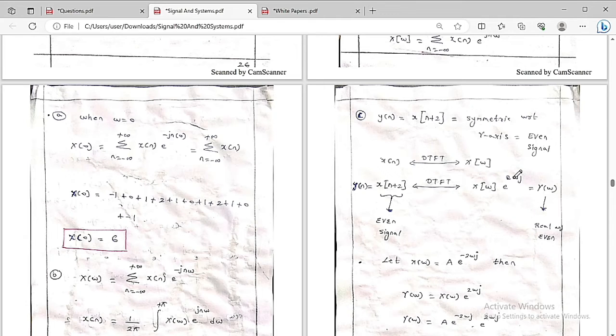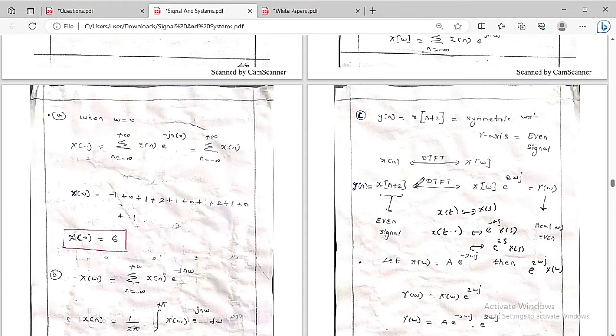As I already told you, one important formula. Suppose for x of t, the Laplace transform is x of s. Then for x of t minus a, the Laplace transform is e to the power of minus as into x of s. Similarly, here it is minus 2, so we are going to get e to the power of 2s into x of s. Here s is nothing but j omega. Then we get e to the power of 2 omega j x of omega. This is what I have written.